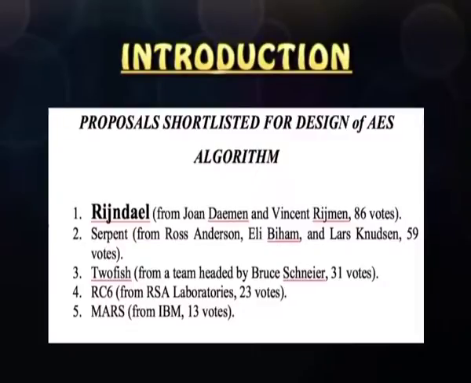In August 1998, NIST selected 5 proposals as shown in figure, primarily on the basis of their security, efficiency, simplicity, flexibility and memory requirements. Out of these 5 proposals, Rijndael was selected, and in November 2001 it became a US government standard and was published as Federal Information Processing Standard FIPS 197.